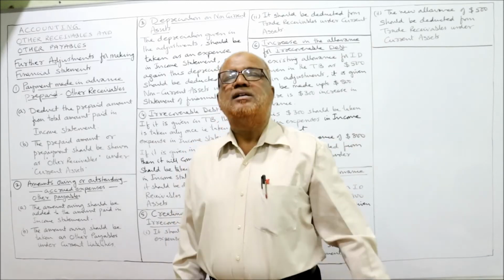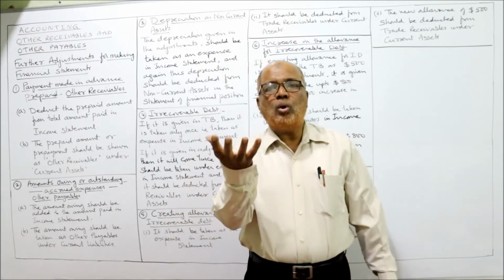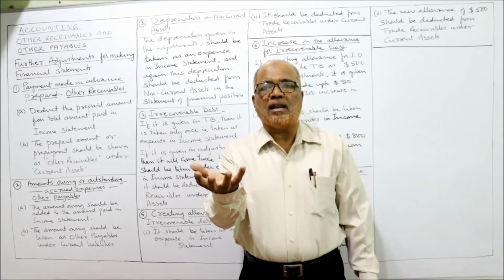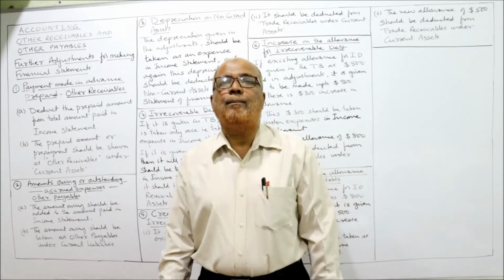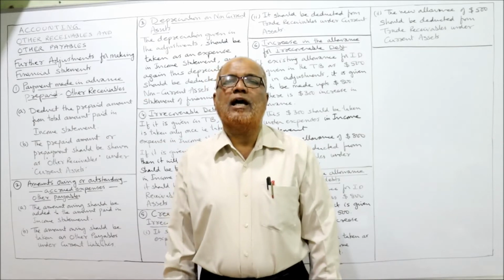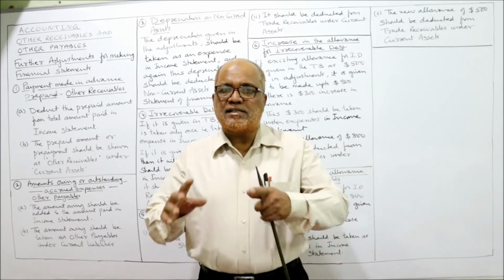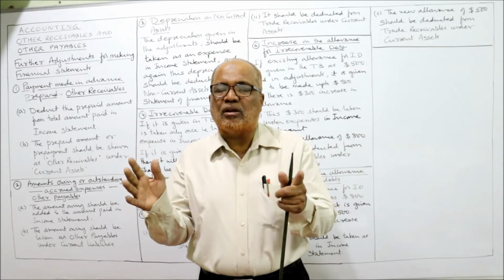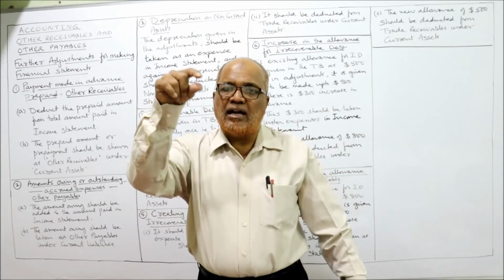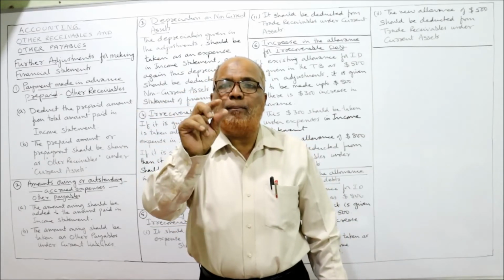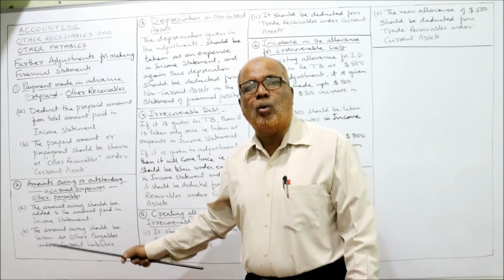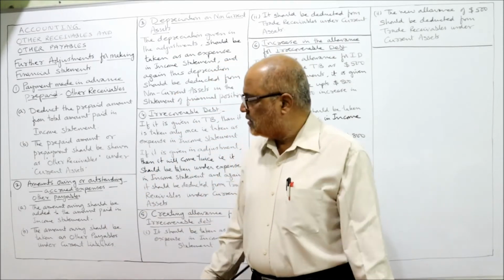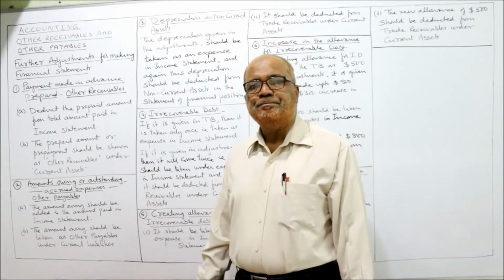First adjustment. Second adjustment. The amount owing, 20,000 salary, will be taken under other payables, under current liabilities. In the statement of financial position, we will have current liabilities, under current liabilities, other payables, and under other payables we will take salary owing. That's it. So 2 adjustments I have explained.